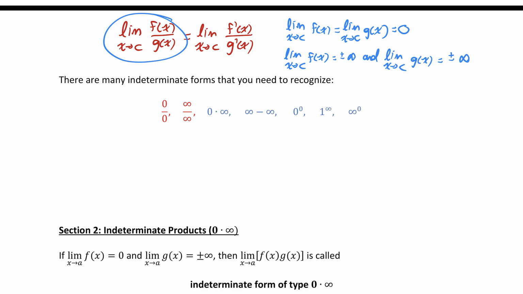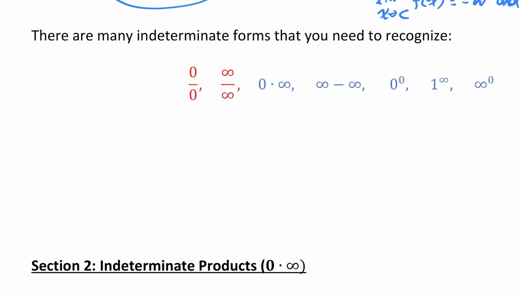So now that you remember what L'Hopital's rule is, and when we're allowed to use it, I've got it summarized down here. We can only use L'Hopital's rule when we have indeterminate form of type 0 over 0 or infinity over infinity.